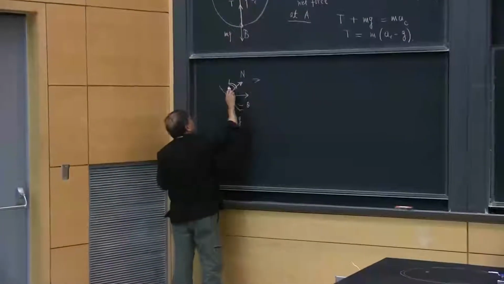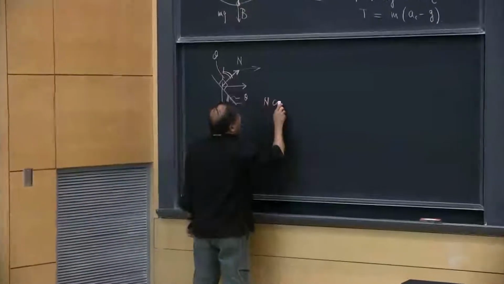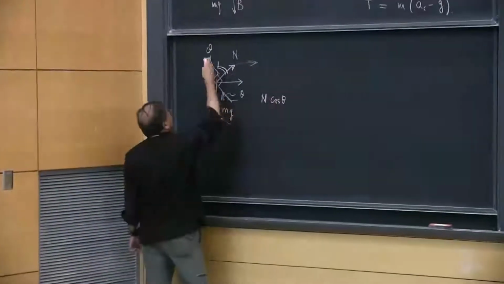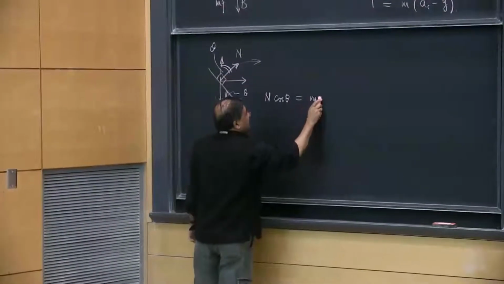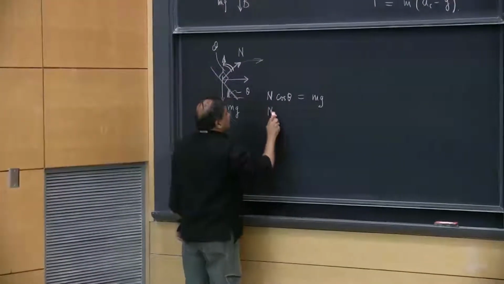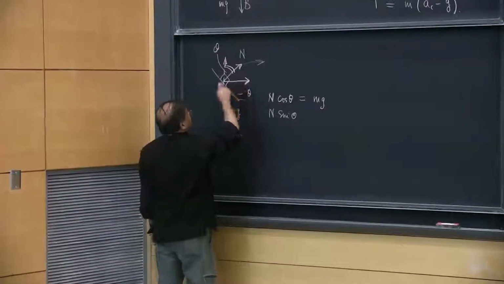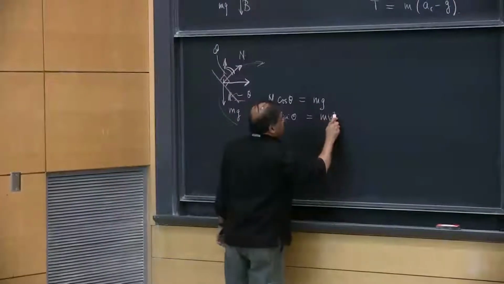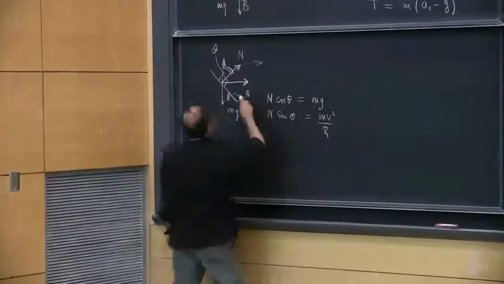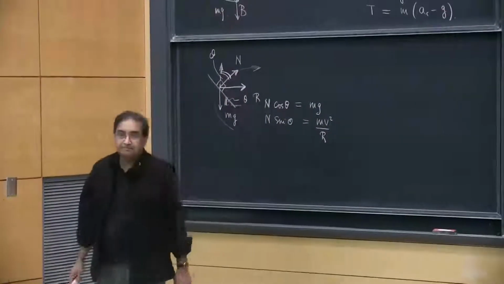Here also you have to be very careful. This angle is theta, which means N cosine theta would be this one, the upward one, and this would be mg. And then N sine theta, which would be this piece of N, that would be equal to mv squared over r, where r is the radius of the circle that is negotiable.